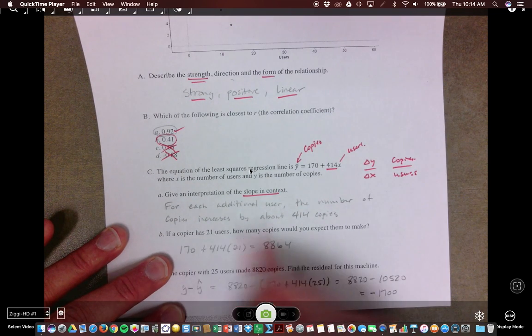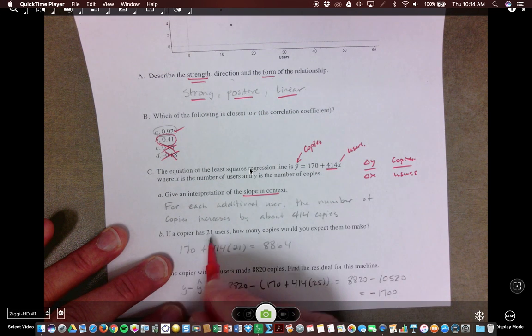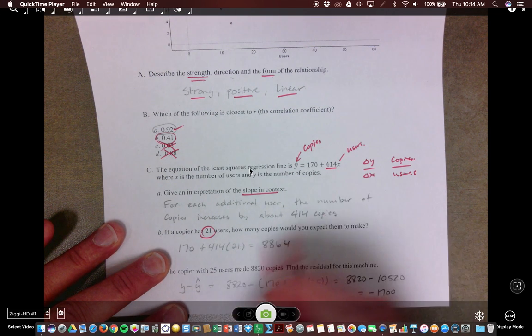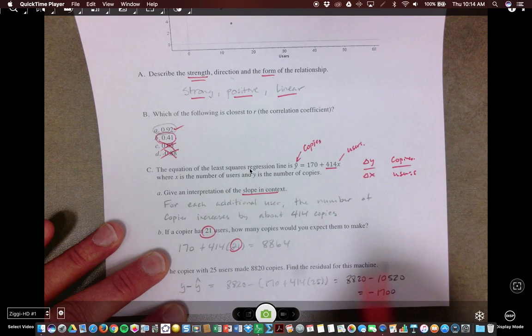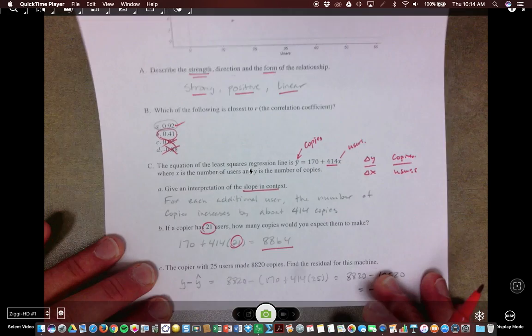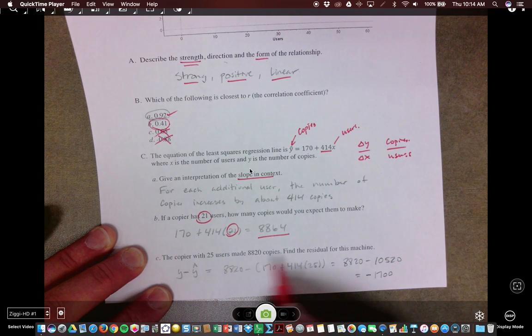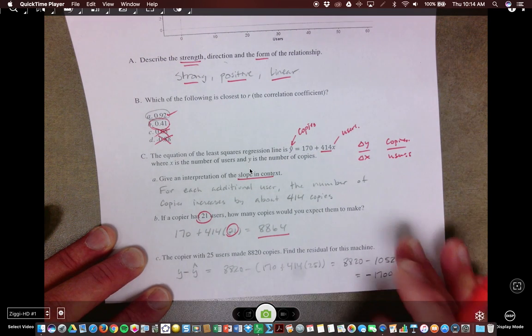Then we use this model to make a prediction. Suppose you've got a department that has 21 users. How many copies would you expect them to make? We're just going to plug 21 in for the number of users, and you should end up getting about 8,864.